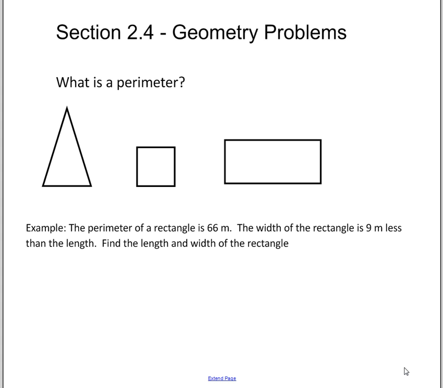Hello and welcome. This is section 2.4 from our college algebra textbook on geometry problems. We're going to start with a really simple question. What is a perimeter? I'll give you a moment to think about that, but you probably already know this answer.